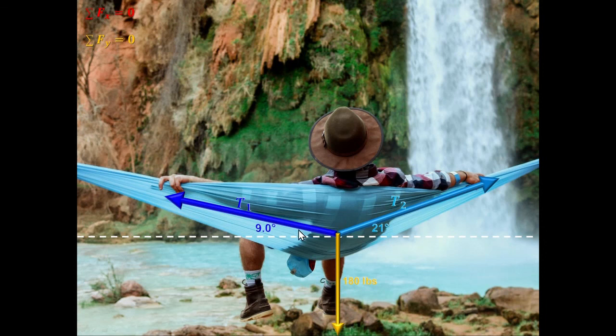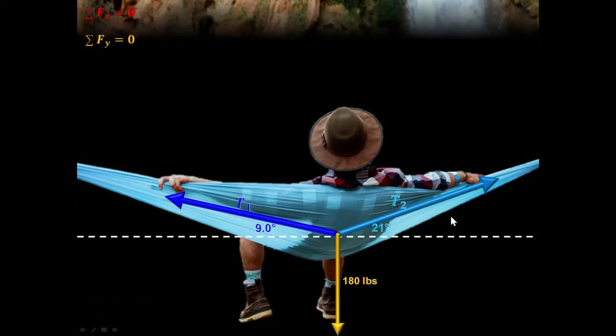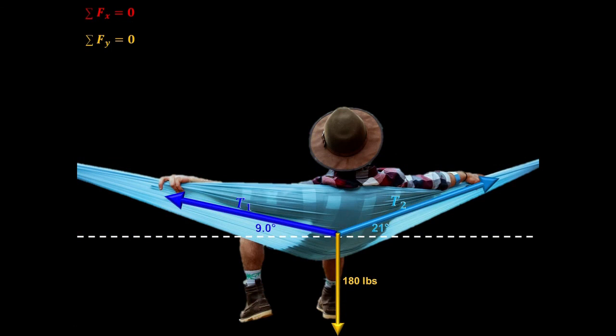All right, I promised we would do this problem, so let's do it. We're hanging from this hammock, and we want to find out how much tension is pulling this way and how much tension is pulling that way. These angles are not equal, so it's a little more complicated. We're just going to zoom in on just that part of it.